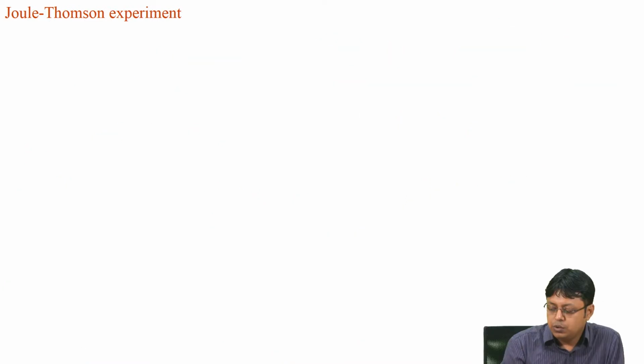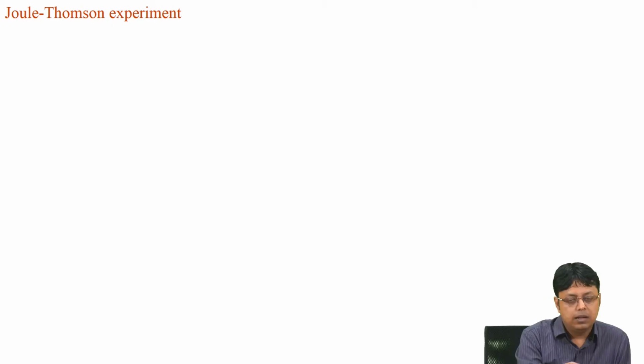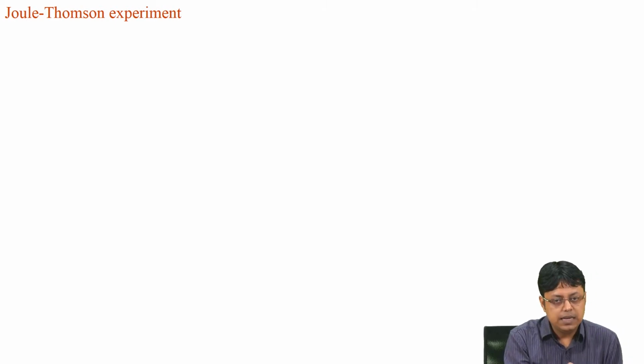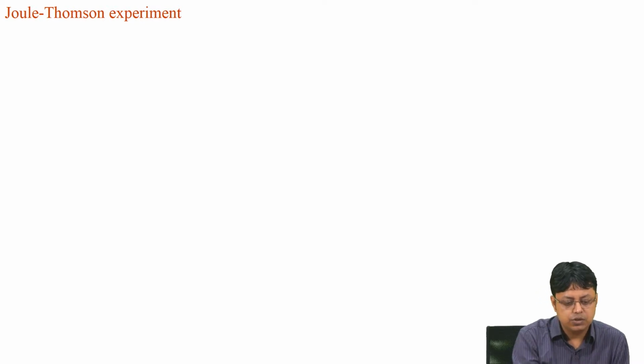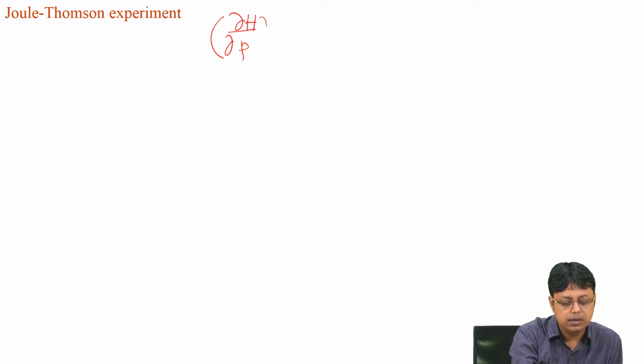When Joule and Thomson carried out another experiment, which is known as the Joule-Thomson experiment, they figured out that there is a small but finite change in that quantity (∂H/∂P)_T. So the Joule-Thomson experiment is about measuring this quantity (∂H/∂P)_T experimentally.